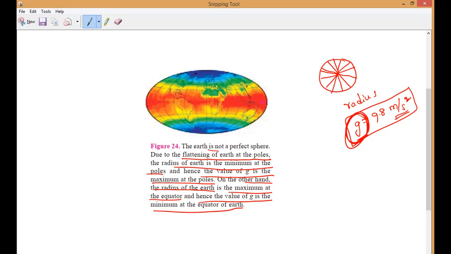So as I told you, Earth is not a perfect sphere. What is the name of that one? Earth is a what shape, guys? Ellipsoid. So what do you mean by ellipsoidal? All of you observe. As I told you, Earth is having flattened surface at the poles.